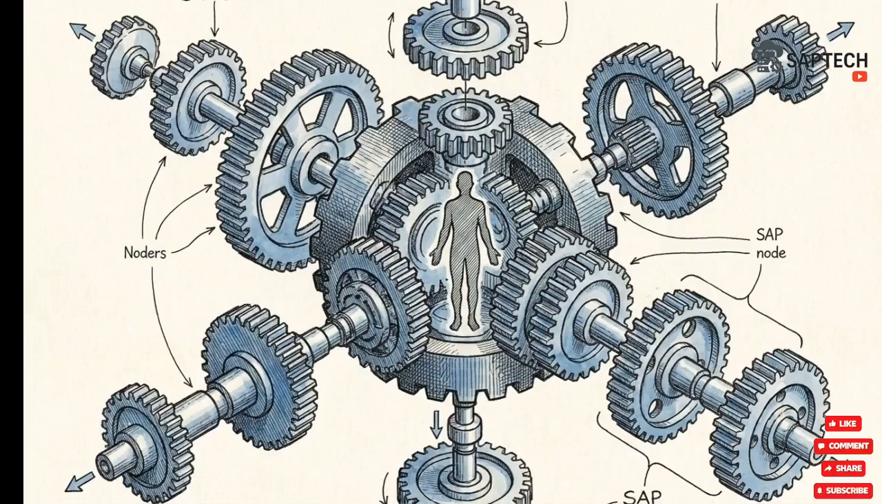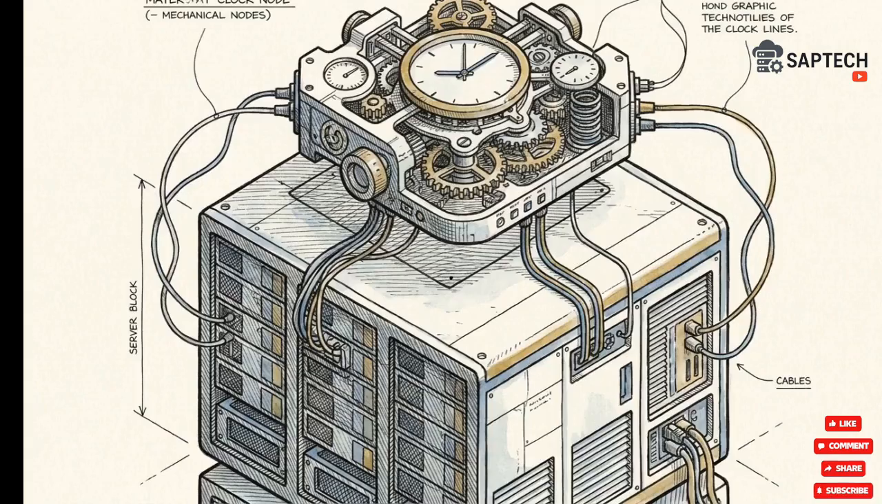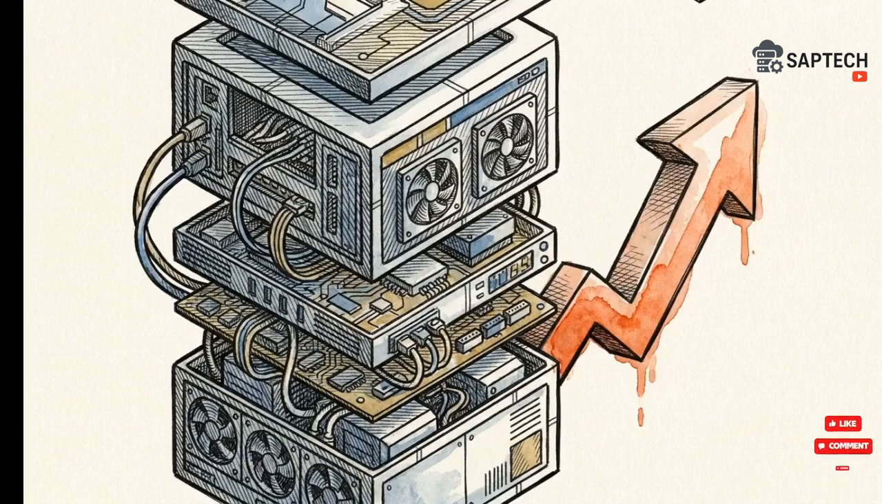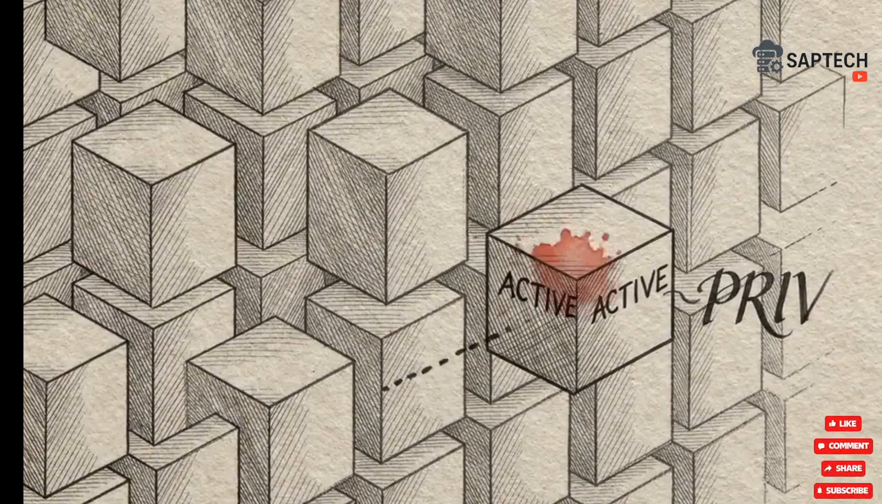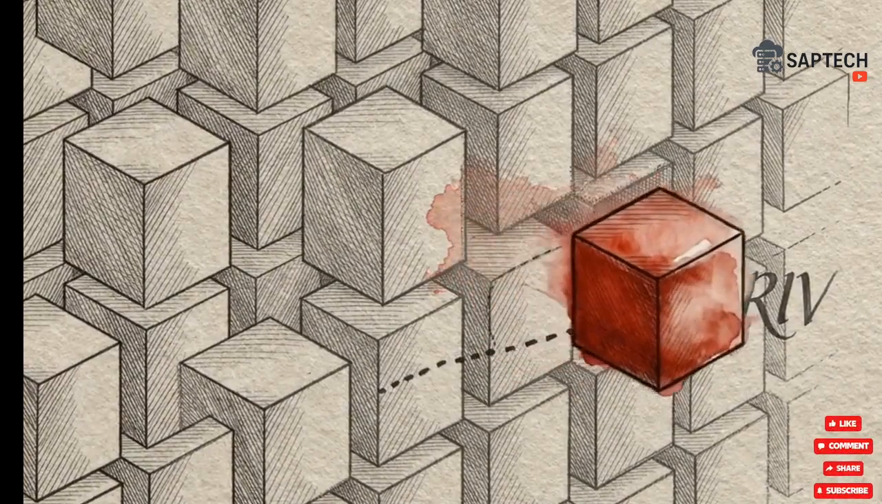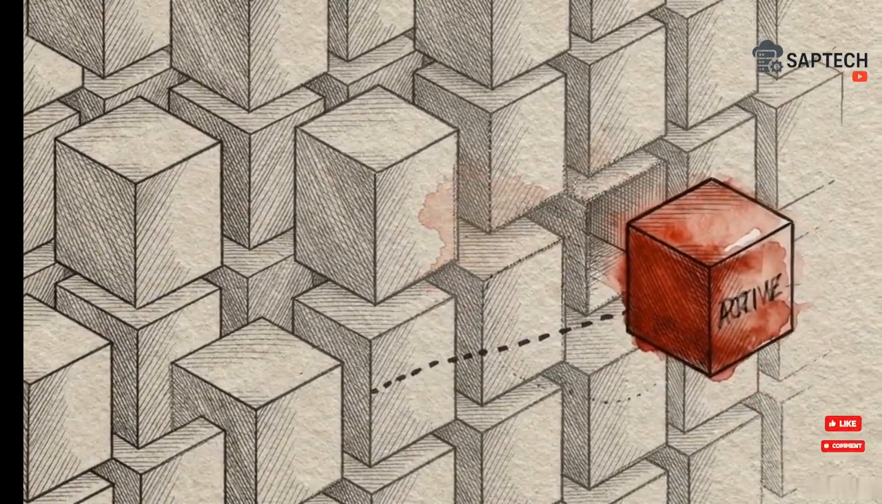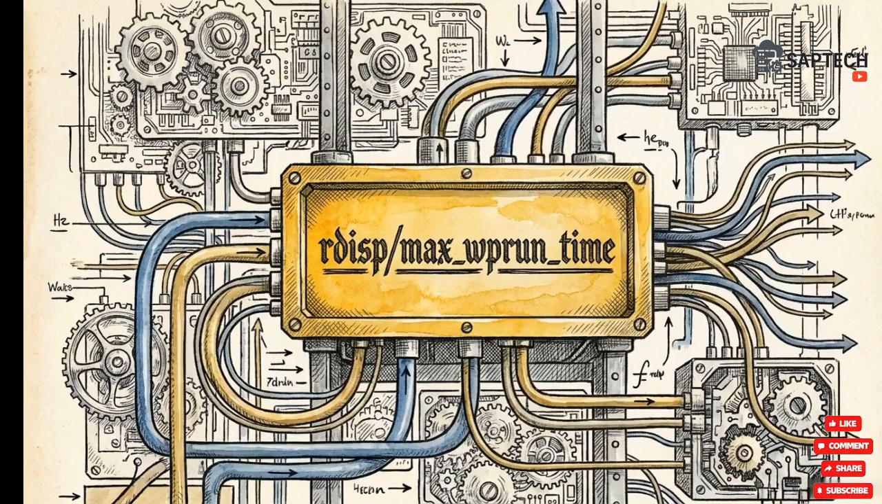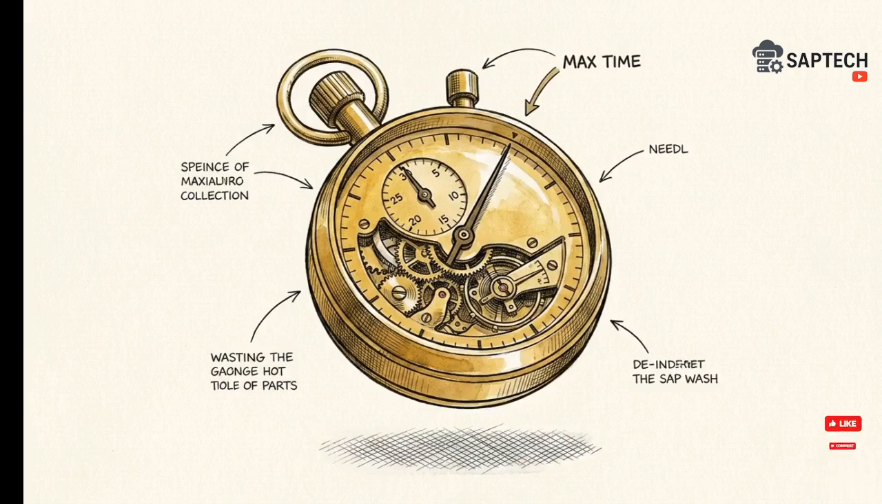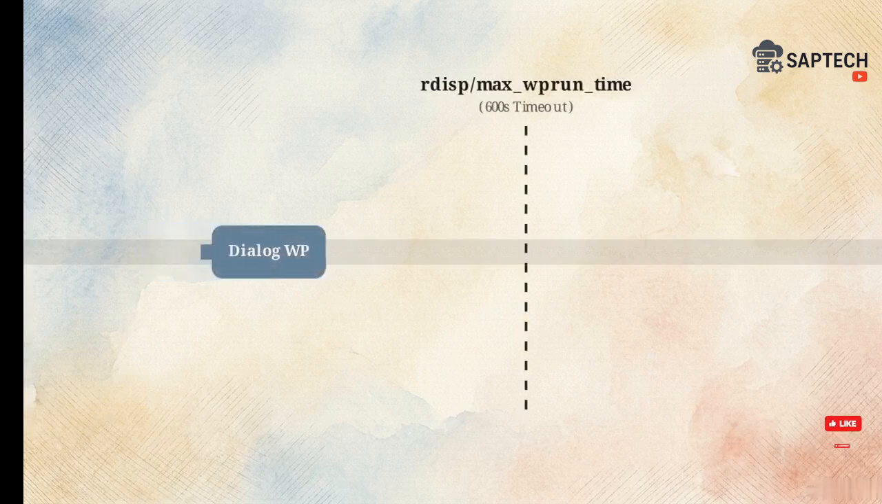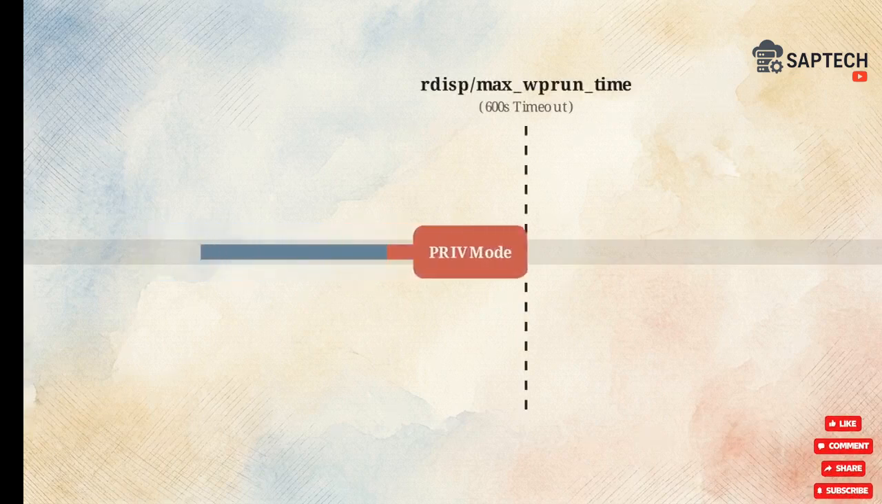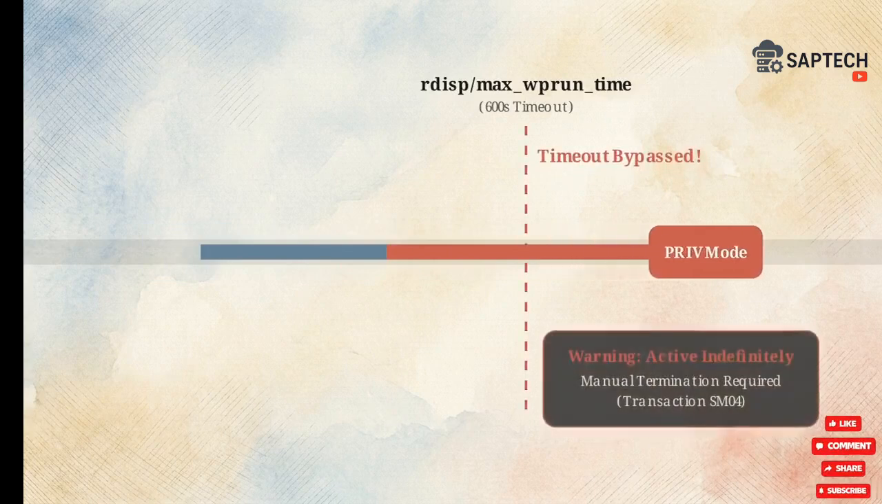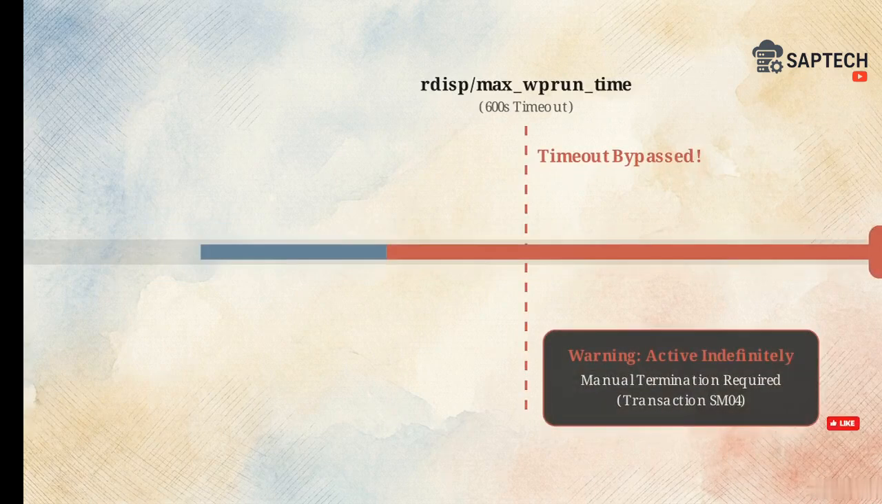Whether it is a dialog process at the end of its sequence or a background job on Linux right at the start, any process that touches heap memory triggers a specific system state. The work process has entered private mode, or priv. Normally, a basis safety net kills runaway queries before they drag a system down, the maximum work process runtime parameter. This limit is typically set to 600 seconds. However, a process in priv mode ignores and bypasses the timeout parameter. It will remain active until the user manually ends the transaction or the memory is exhausted.